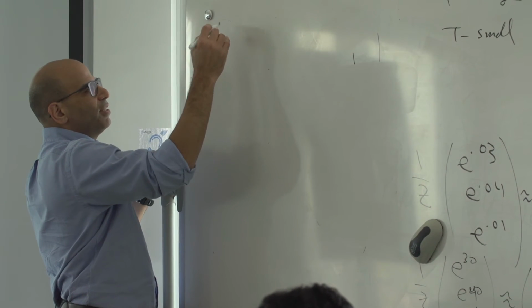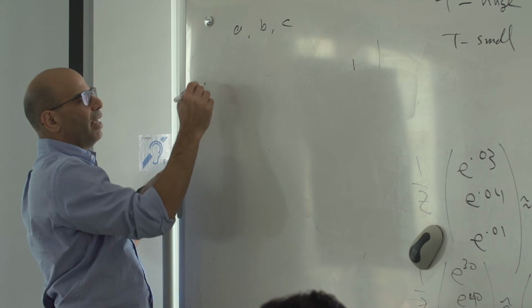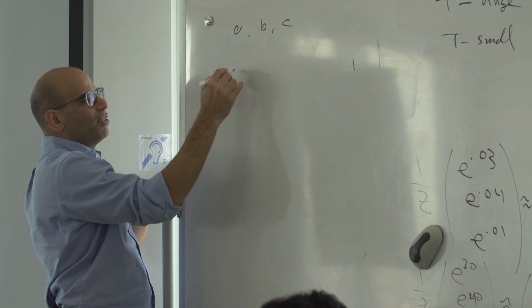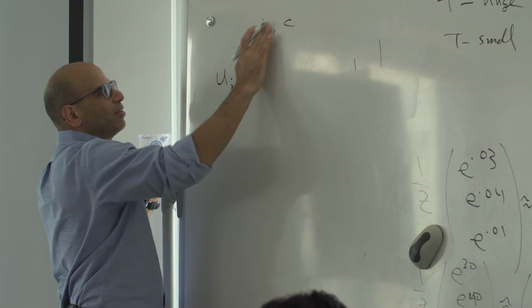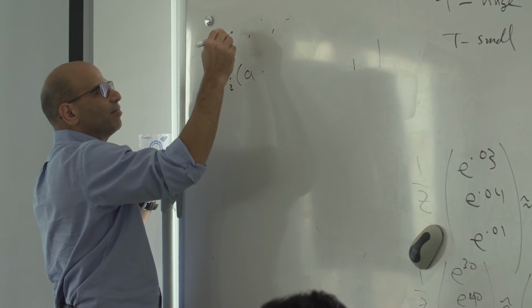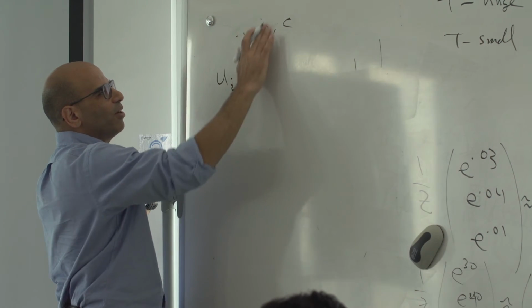So suppose the agent has 3 choices, A, B, and C. Then I'm going to look at the utility of agent i under choice A. Well, B and C. I'm using the letter A twice now, so I don't want to do that.